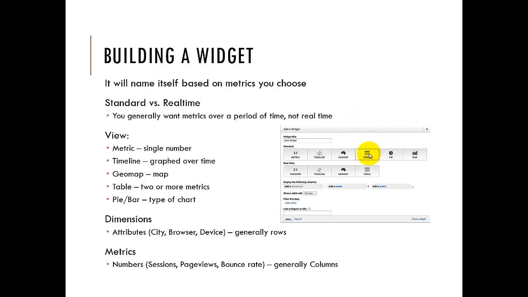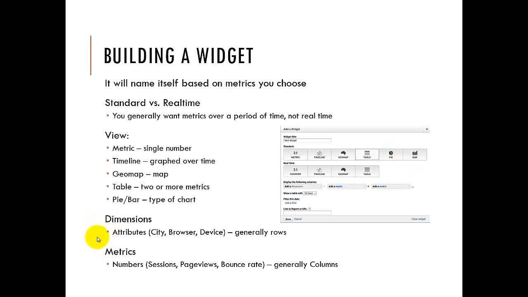Table is one of my favorites. This gives you two or more metrics and a dimension to work with, and we'll talk about metrics and dimensions in just a second. And then pie and bar are simply types of charts, which I'm sure you are already well aware of. So you can see your data in a pie chart or a bar chart.